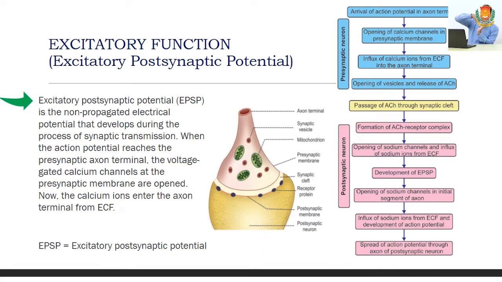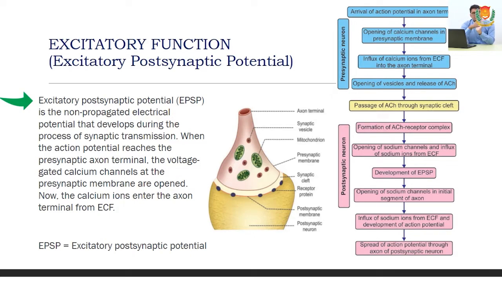What is a synaptic cleft? Between the presynaptic neuron and the postsynaptic neuron there is a space, that is the synaptic cleft, in which the vesicles release the acetylcholine, and from the synaptic cleft this acetylcholine reaches the postsynaptic neuron. This one is the presynaptic neuron and this one is the postsynaptic neuron, and this one is the synapse. So the action potential is transmitted from the presynaptic to the postsynaptic neuron. Now, what is happening in the postsynaptic neuron?